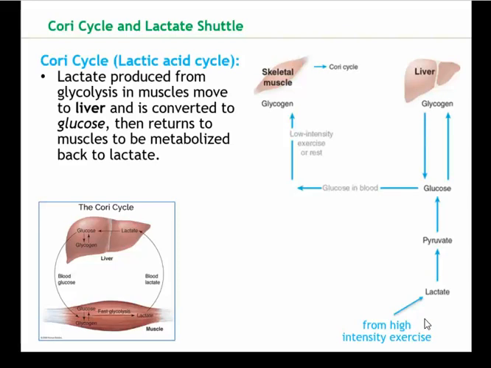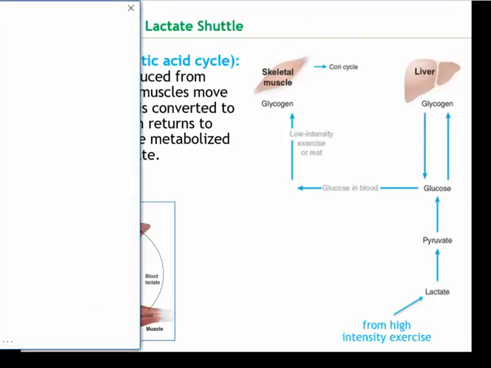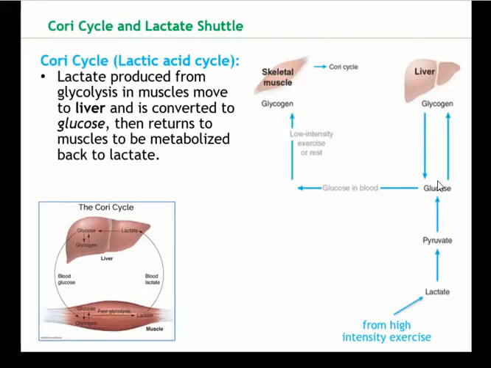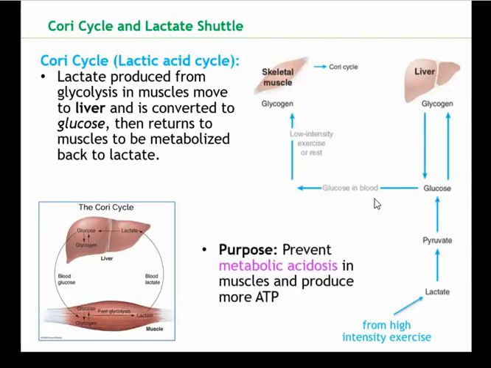This here also shows the Cori cycle, the blue arrow. From high intensity exercise, we have lactate, which can be converted back into pyruvate, which can be converted into glucose, which can be stored in the liver as glycogen, or it can be sent back in the blood to the muscle for exercise or rest for energy. So what's the purpose of this? The purpose is to prevent metabolic acidosis in the muscles and then help produce more ATP.